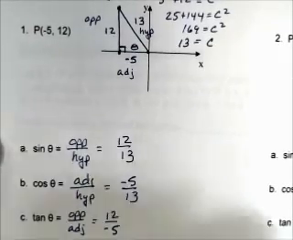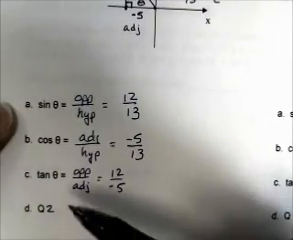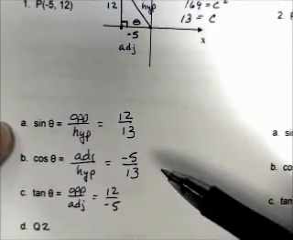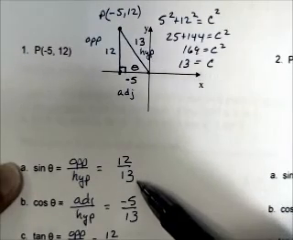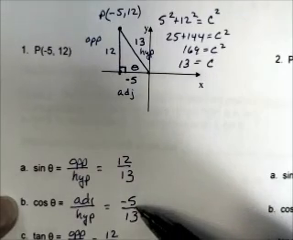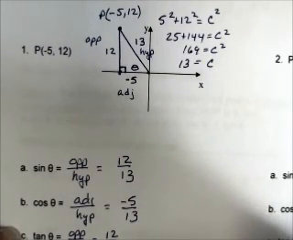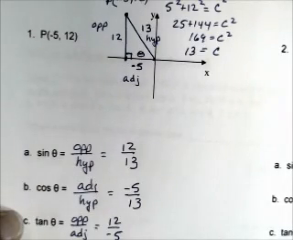And let's just look at our values. We are in quadrant 2. Our point is in quadrant 2, where sine is positive, positive 12/13. Cosine is negative 5/13. And tangent is also negative 12/5.